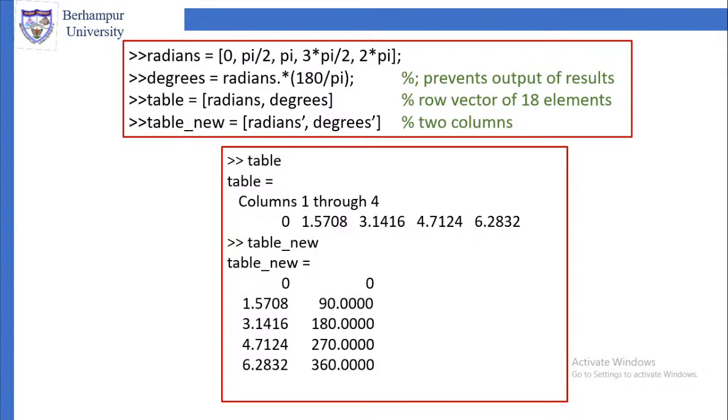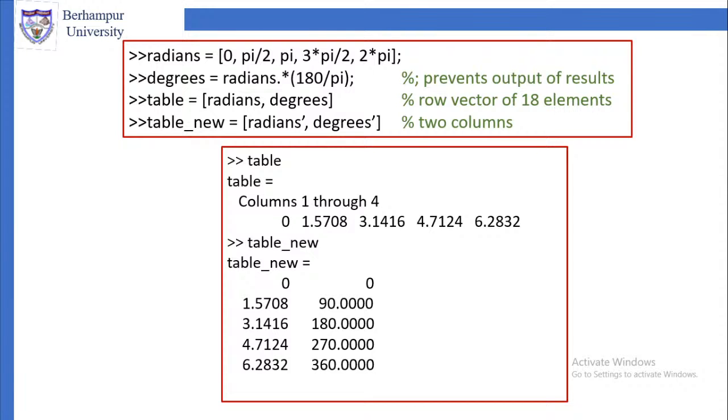Then we write table. Table is equal to, within square bracket we have written radian comma degrees, which means we will write radian in degrees. We will write radians. So this is a mistake. Table is equal to radians, square bracket starts radians, then square bracket should end. This degrees will not be there. Either it will be radians or it will be degrees. Either of these two will be there.